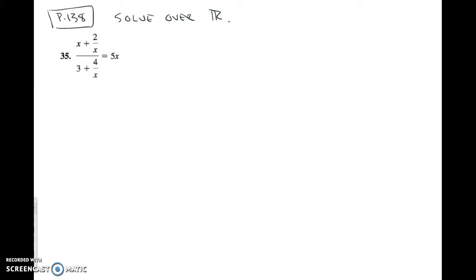All right, page 138, number 35. I can't remember what the direction was. I think it said solve over the reals. I kind of lost my direction, but let's just solve it. And if we get some imaginary numbers, maybe we'll double check. But I think we're just going to get real solutions. We'll see.